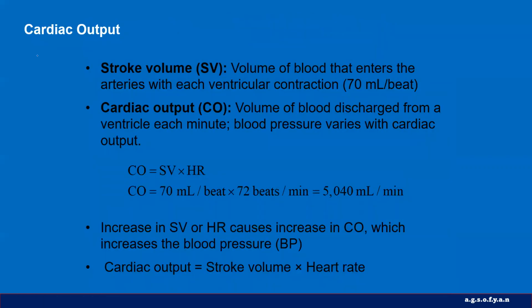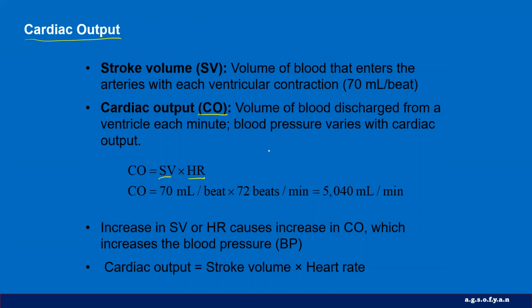Cardiac output. There are several measurements for the cardiac output. Cardiac output comes from the stroke volume and the heart rate. So this is the calculation for the cardiac output.